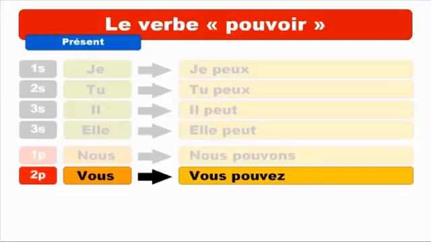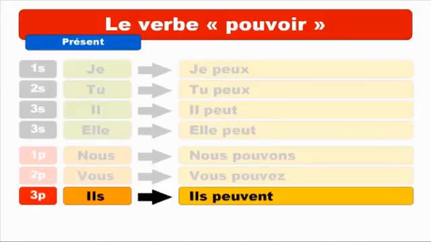Okay, so for vous it's a little bit the same. It's vous pouvez. So you keep this P-O-U-V, but then you put the ending for vous. The classical ending is EZ. You combine it. Vous pouvez. Repeat. Vous pouvez.